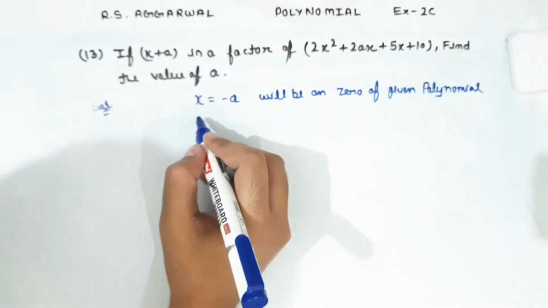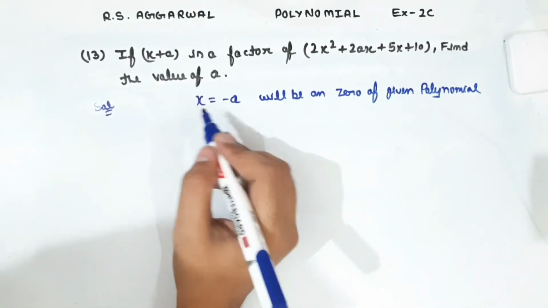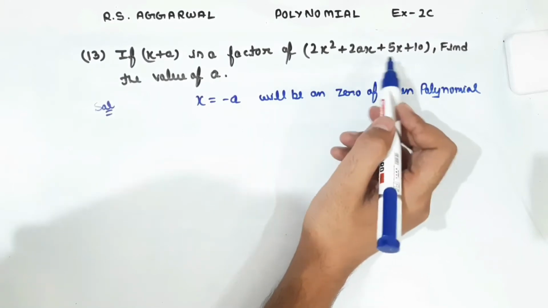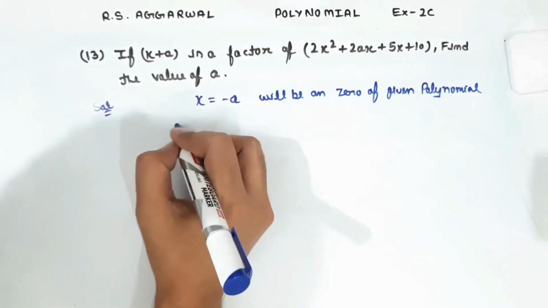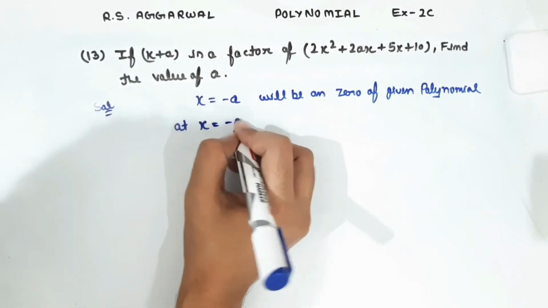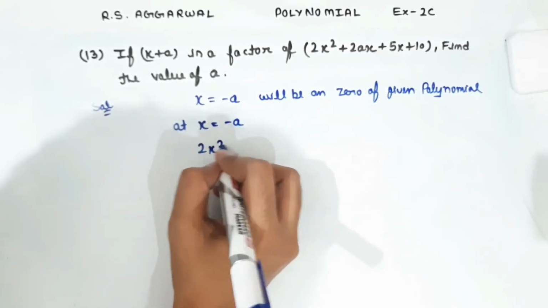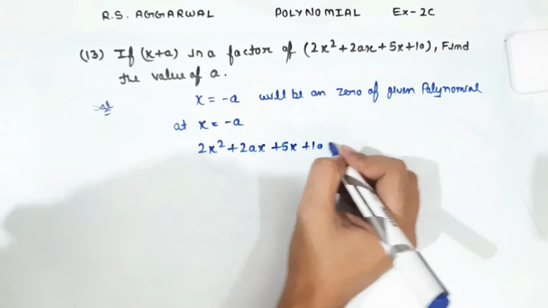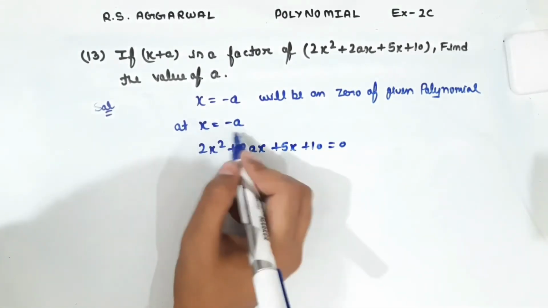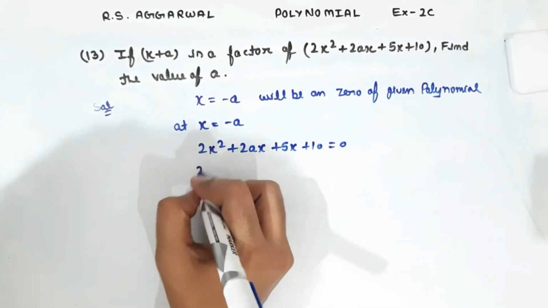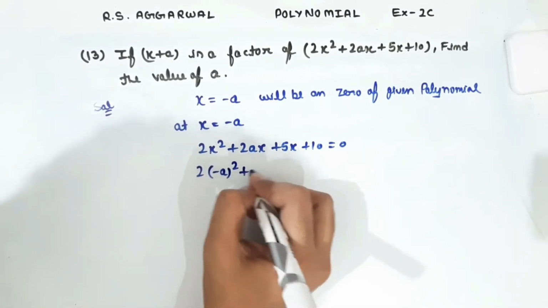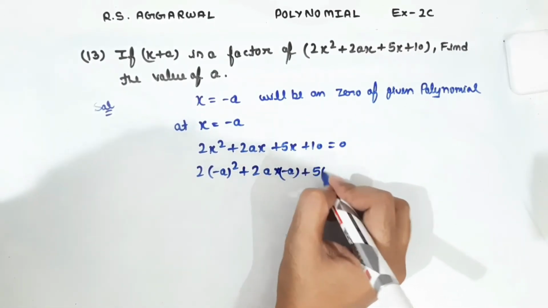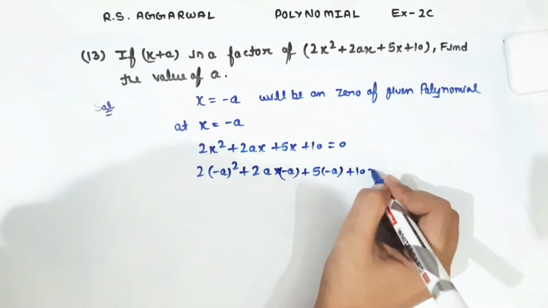And we know that at the value of zero, the polynomial will be equal to 0. So at x equals to minus a, our polynomial 2x square plus 2ax plus 5x plus 10 will be equal to 0. So now putting x equals to minus a in this equation, 2 into minus a square plus 2a into minus a plus 5 into minus a plus 10 equals to 0.